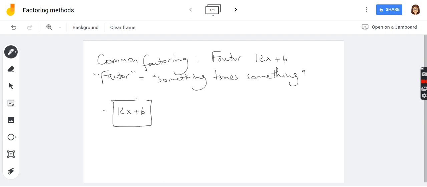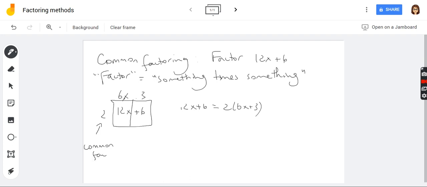So how about a 2? A 2 will divide evenly into 12x. It'll also divide into the 6 with no remainders. So I know 2 is a common factor of 12x and 6. So I could split this up. What does this dimension have to be? 2 times 6x gives me 12x, and then 2 times 3 gives me 6. So I could write 12x plus 6 as 2 times (6x plus 3). Remember, 2 is called a common factor.